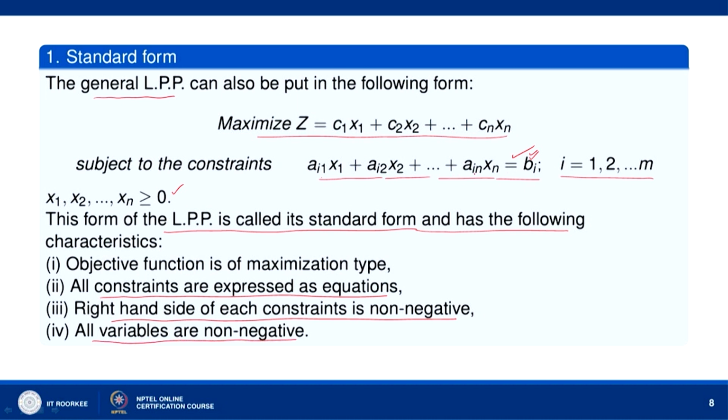So, when we have a constraint of less than or equal to type, we add slack variables S1, S2 and so on, which are greater than or equal to 0, and when we have greater than or equal to type in the constraint, we subtract surplus variables S1, S2 and so on, which are again non-negative. So, first thing is that the objective function must be of maximization type, all constraints must be equations. Third thing is the right hand side of each constraint must be non-negative, and fourth is all variables must be non-negative.